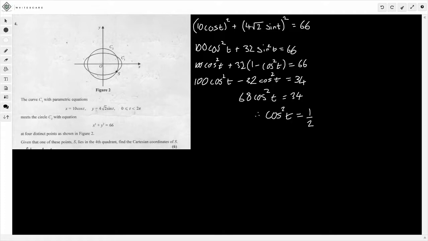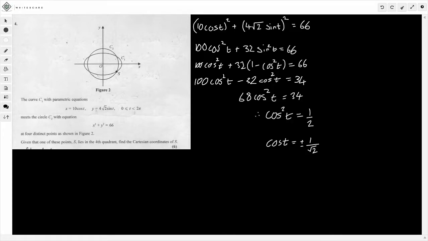So how do we solve this? Well, we need to take the square root, right? So if we take the square root, that's going to give us cos t. Cos t is equal to plus or minus the square root of a half. So what I can actually do is write that as 1 over root 2, because obviously the square root of 1 is just 1. So the square root of 1 over the square root of 2, like so. So it's the plus or minus, don't forget, so we're taking the square root. So now we have plus or minus 1 over root 2.